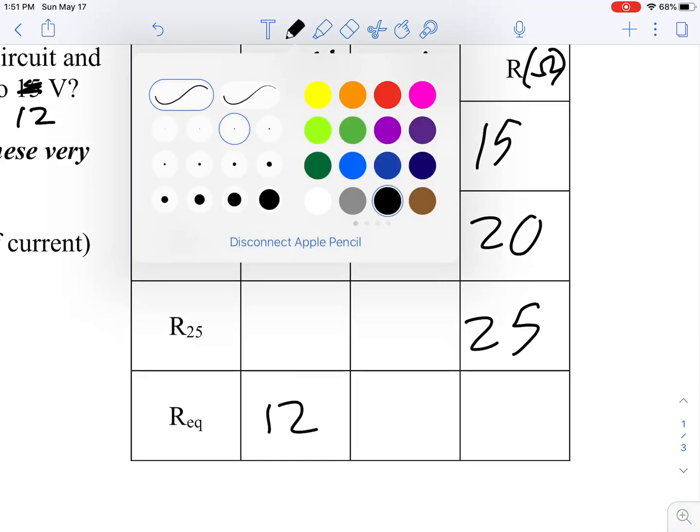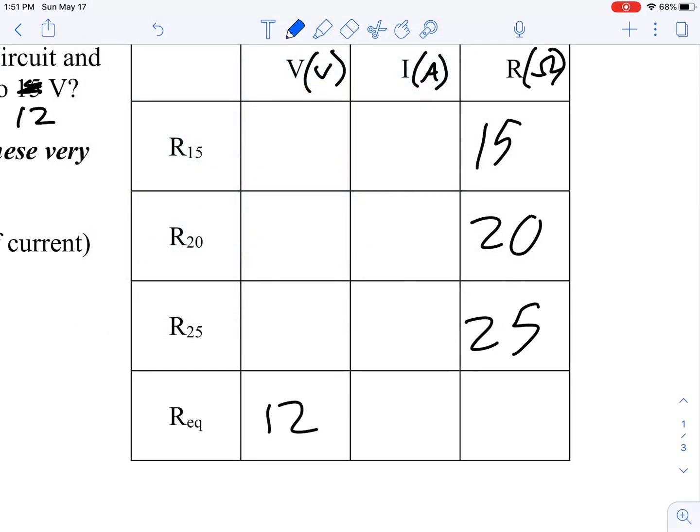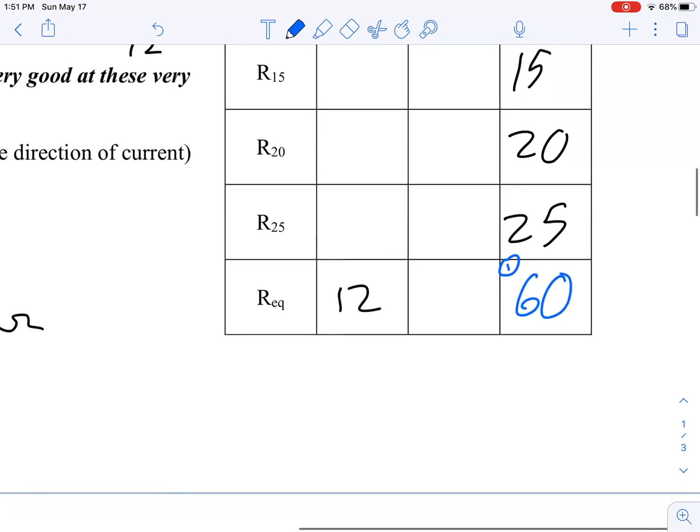So I'm going to put my givens in black, I'm going to put the values that I find in blue. So I can find the equivalent resistance, can't I? 15 plus 20 plus 25 is going to be 60 ohms. Okay, so that's the first step. That's the first thing I did, find the equivalent resistance. You might want to show your work for that, right? R equivalent equals 15 plus 20 plus 25.